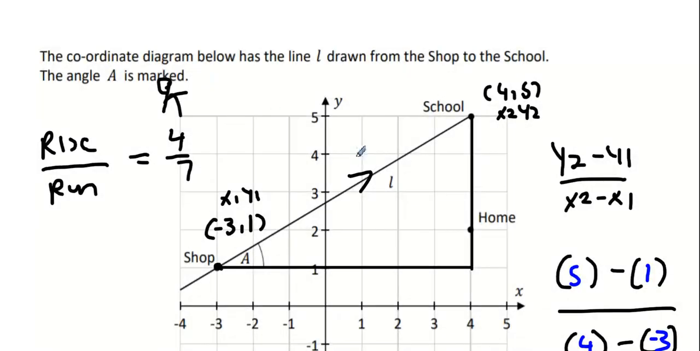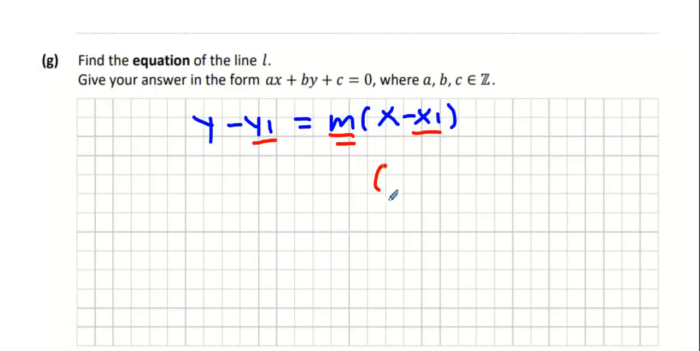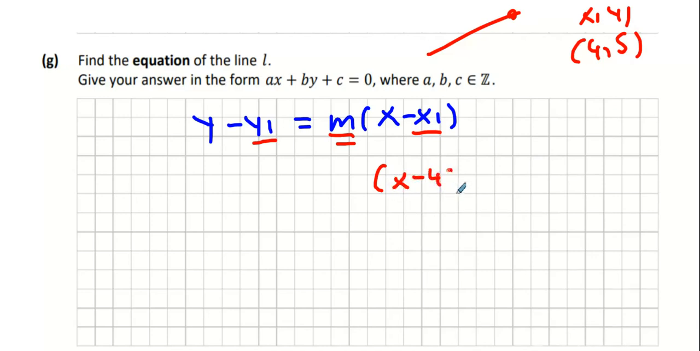Now it tells you that the line L represents the shop and the school. I can either use the point 4, 5 or I can use the point minus 3, 1. I will probably use 4, 5 because there's no negatives involved. Okay, so 4, 5 is x1, y1. You're allowed to use any point on the line. So it's going to be x minus 4. This is going to be y take away 5.